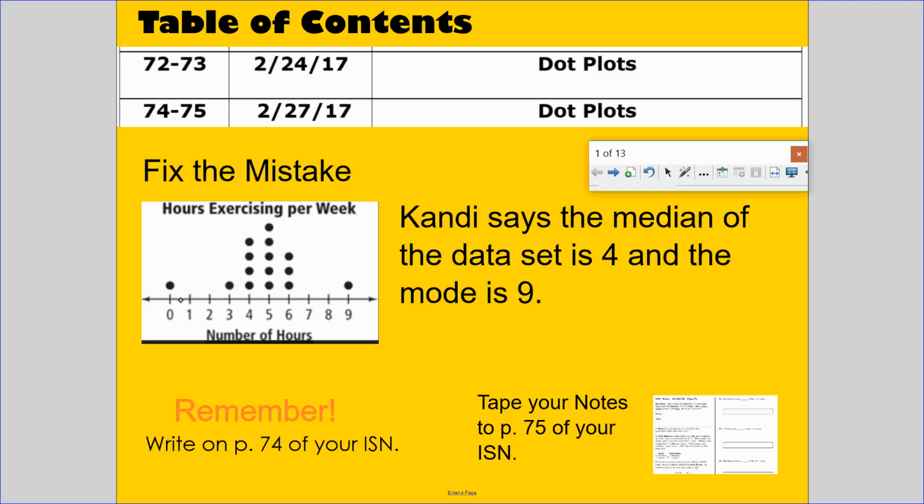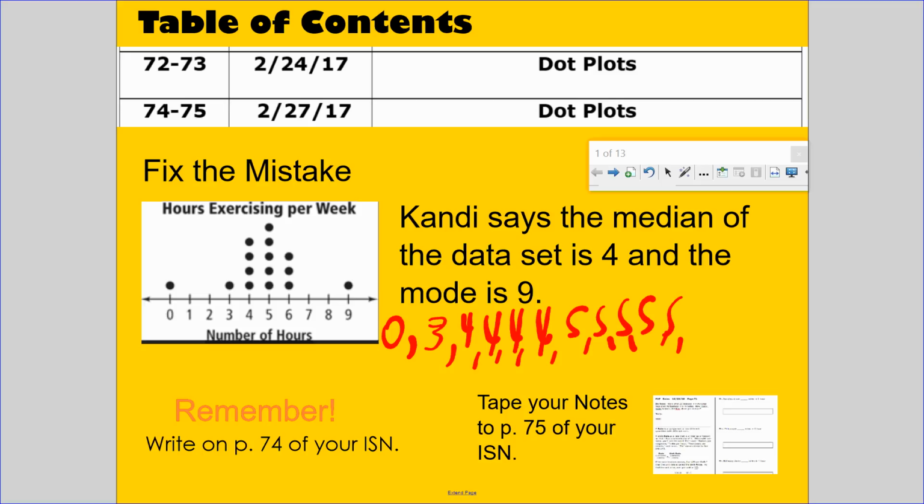So this person exercised only 0 hours. This person exercised 3 hours. There are 4 individuals who exercise for 4 hours a week. There are 5 individuals who exercise 5 hours a week. There are 3 individuals who exercise 6 hours per week. And there's actually somebody right here who exercises 9 hours per week. So the median is 4.